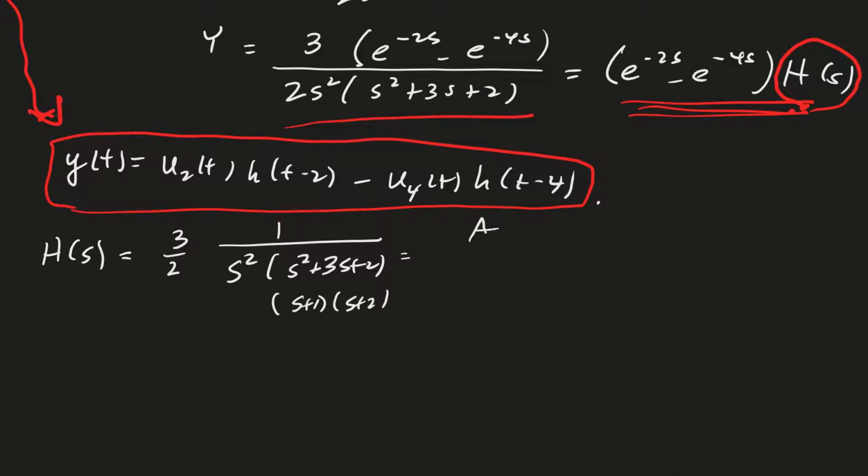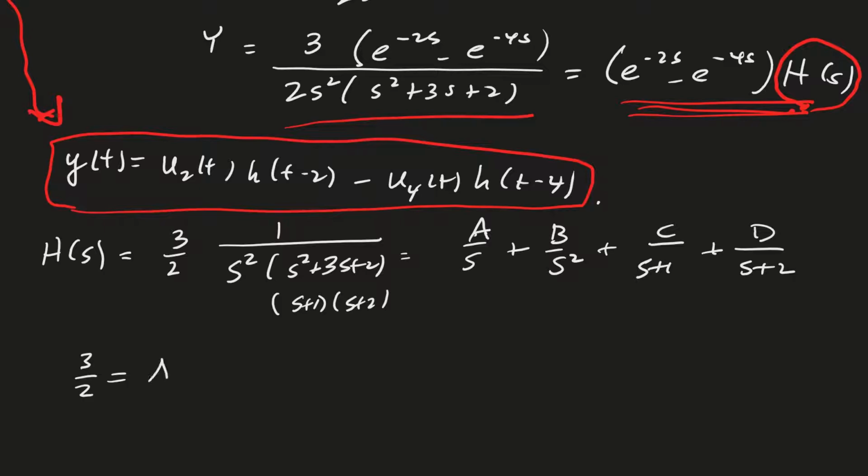This is going to be A over s plus B over s squared. I'm treating s squared as a repeated root, although you don't have to, plus C over s plus 1 plus D over s plus 2. And so you can tell here that we're going to be doing some algebra. If I clear the fractions on both sides, I'm going to end up with 3 halves on this side, and then the s will cancel, but I'll be left with s times s squared plus 3s plus 2. I'll go ahead and keep that as multiplied through there.